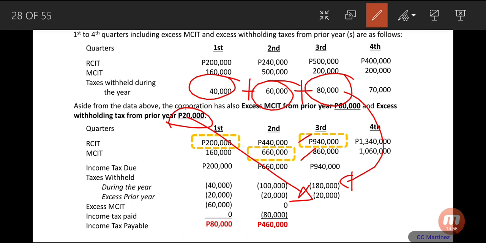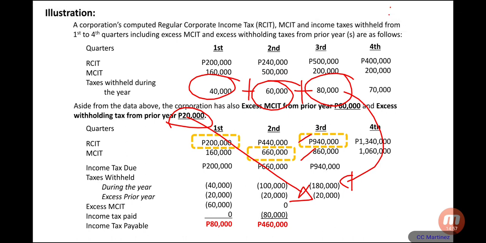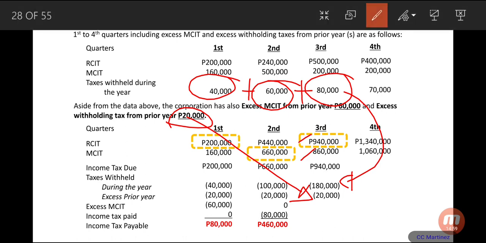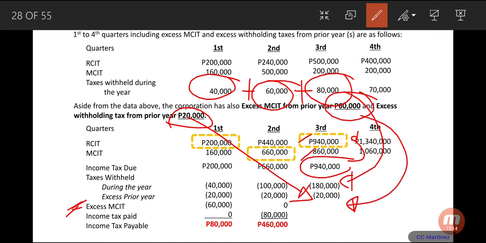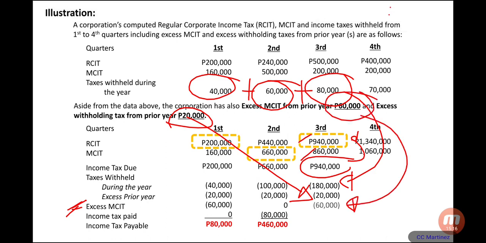Okay. So, since this time, ang ginamit natin na income tax due ay RCIT, no? RCIT yung ginamit natin na income tax due. Ibig sabihin, pwede tayong mag-recognize ng excess MCIT. Magkano? 60,000. So, ibababa natin yung excess MCIT na 60,000.